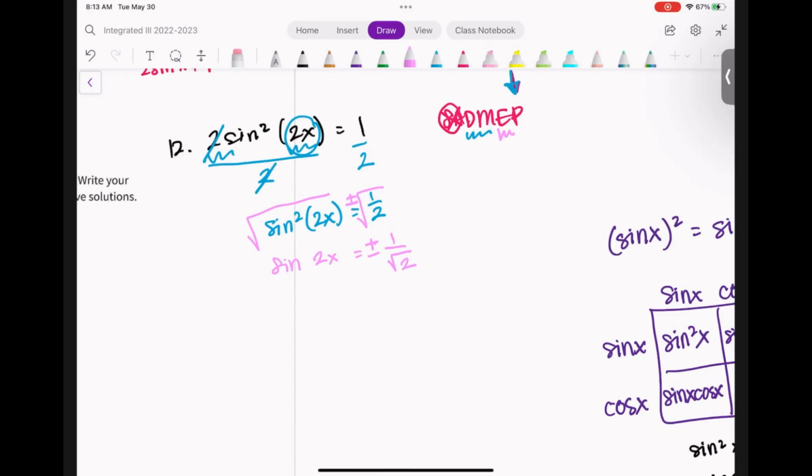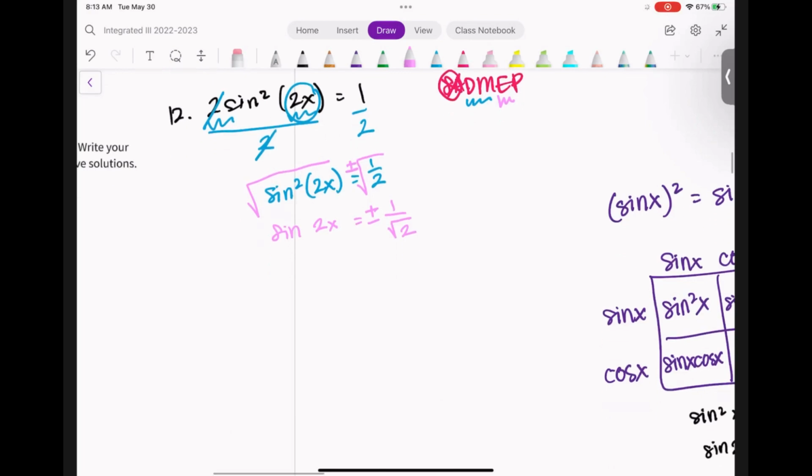Okay. And I'll show you how to check this using the graphing calculator just to verify your answer. Okay, so at this point right here, this is where I like to draw my picture. So here's my picture. And it says opposite over hypotenuse is 1 over root 2. So this is 1 and this is root 2. And it could be positive or negative.